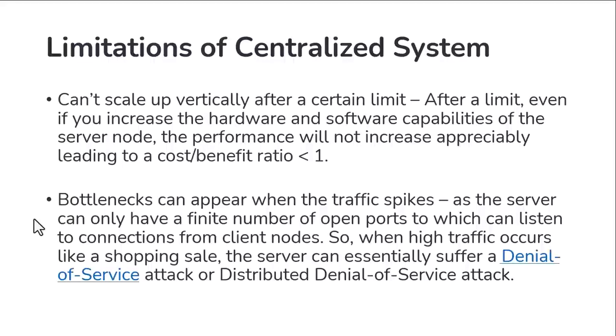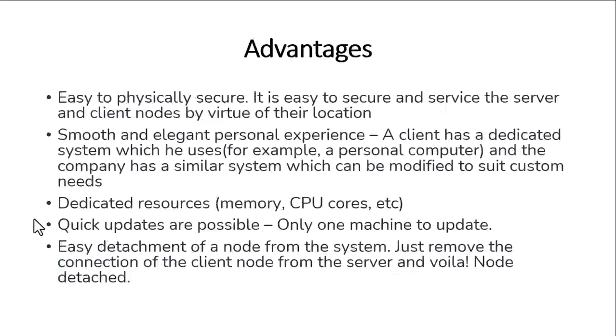Bottlenecks can appear when traffic spikes, as the server can only have a finite number of open ports with which to listen to connections from the clients. When high traffic occurs, like during a shopping sale, the server can essentially suffer a denial of service attack or distributed denial of service. So this can be a problem, but there are some advantages which are necessary for you to know.